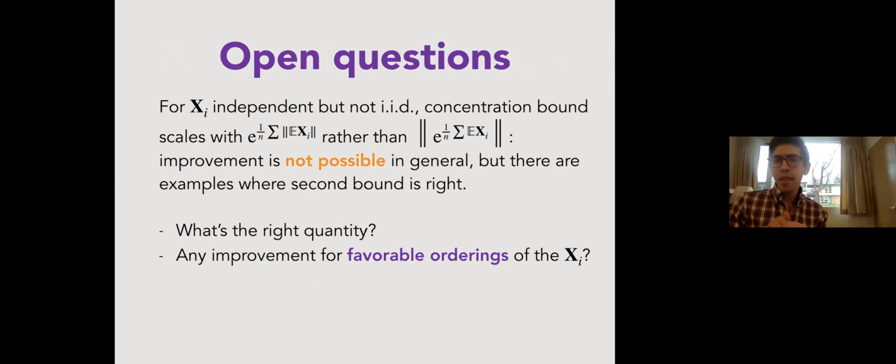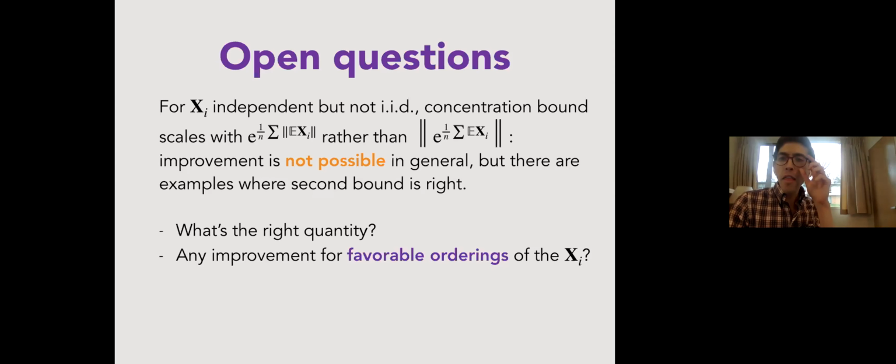So I've been simplifying and thinking the whole time about IID random matrices, but if the random matrices are independent but not identically distributed, then there are phenomena that we can't yet capture. So one thing to note is that if the matrices are independent but not IID, then this term e to the mu in our concentration bound scales like e to the average of the norms rather than the norm of e to the expectation, e to the average expectation. So these are similar looking objects, but the second object can be much, much smaller than the first object.